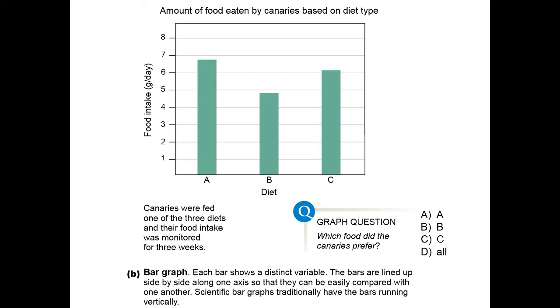So again, bar graphs, we have categories on the x-axis. Here we measure something continuous on the y-axis. This shows clear comparisons between groups.